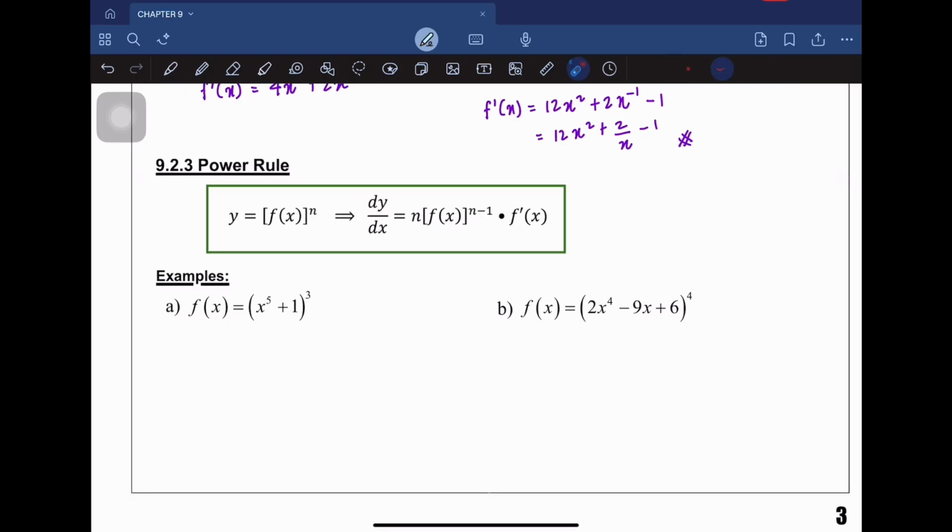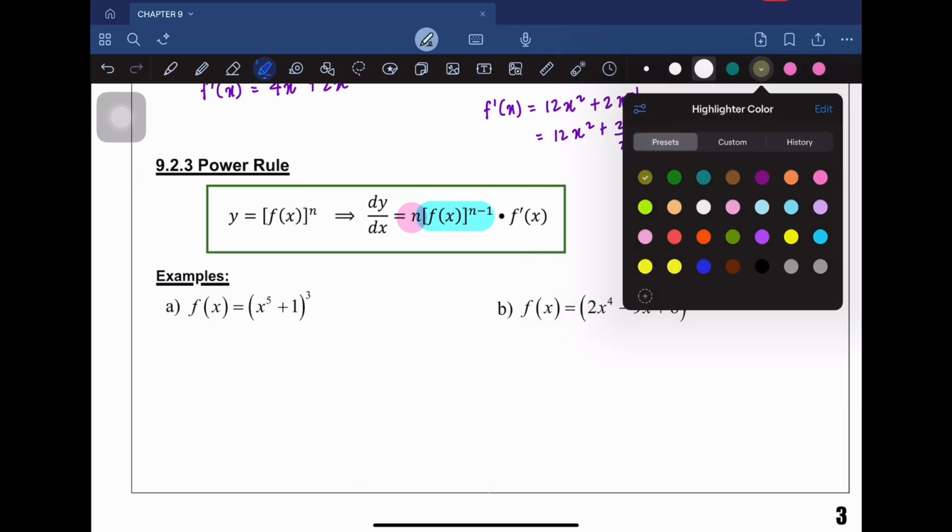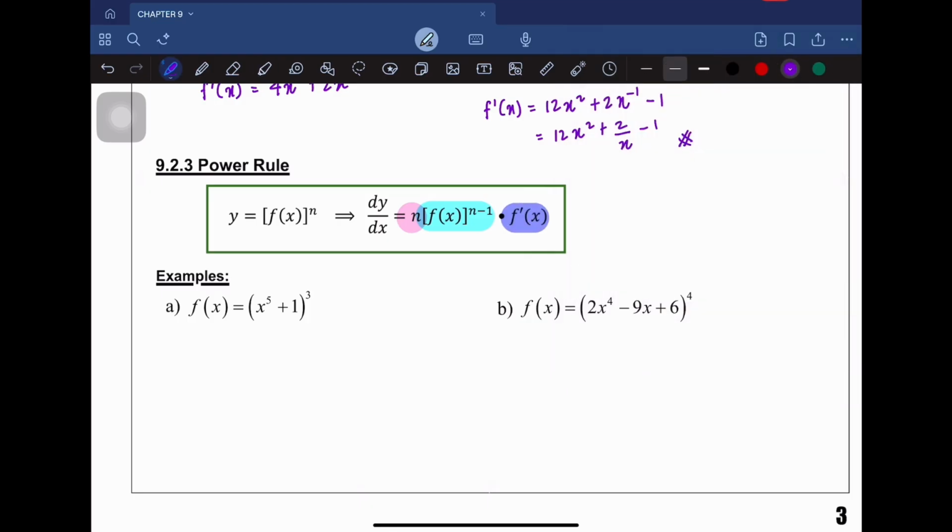So power rule is basically for function that have power. Okay, so kita ada apa-apa function inside here, and then dia ada power. So what will happen if we differentiate? Dia akan jadi 3 benda. Okay, 1, 2, 3.